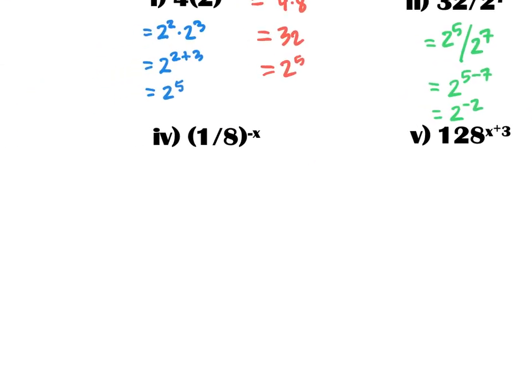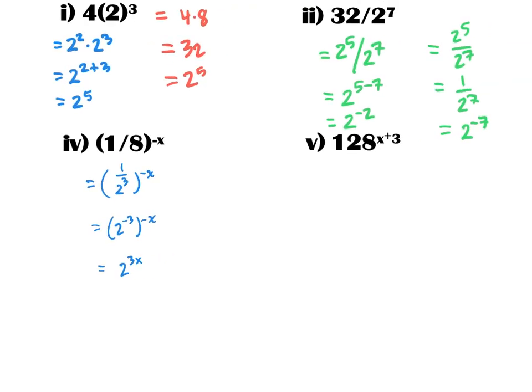Hopefully it's going well. Okay, I've got 1 over 2 to the 3rd to the negative x. Okay, so that would be the same as 2 to the negative 3rd to the negative x, which is the same as 2 to the 3x. That's a fun one. Hopefully it made sense.